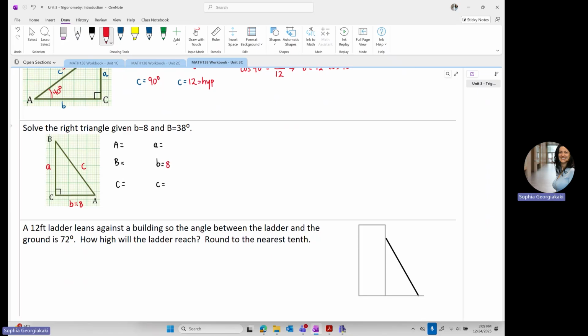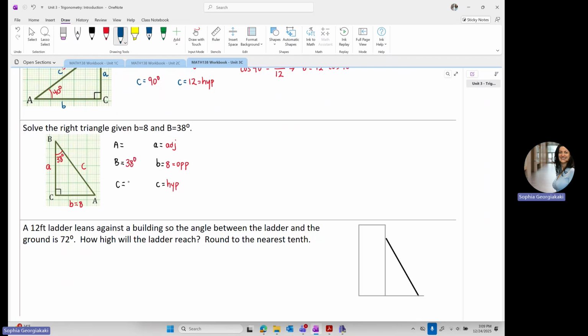And they have given me the angle B to be 38 degrees. So this little b is the opposite. And A that they are asking me to find is the adjacent. And C that they are asking me to find is the hypotenuse. The angle at B is 38 degrees.